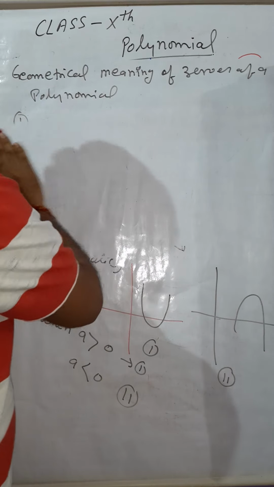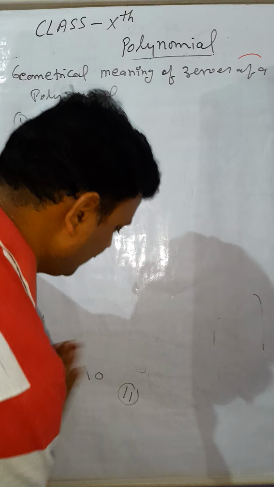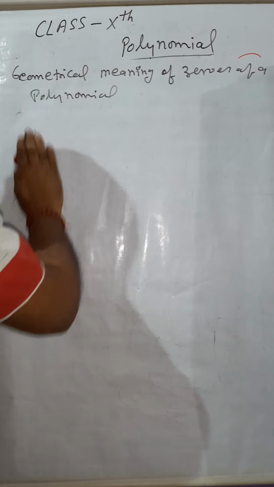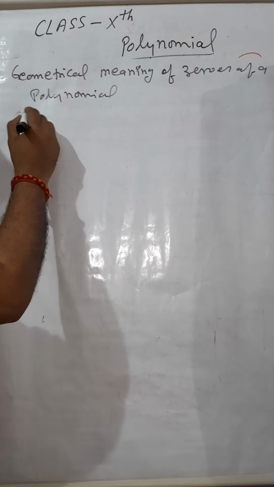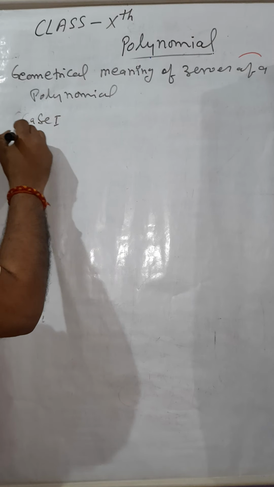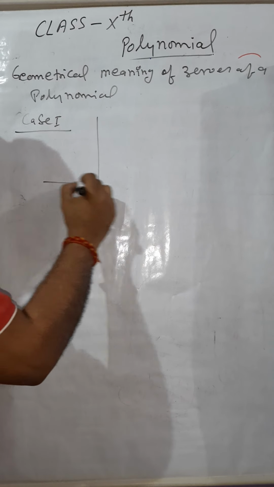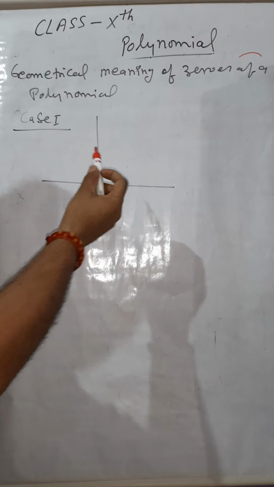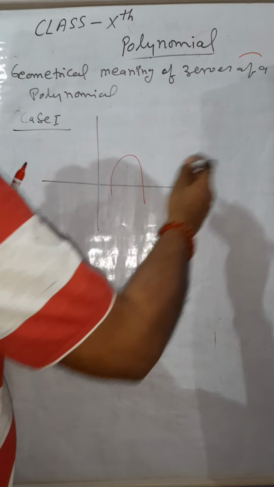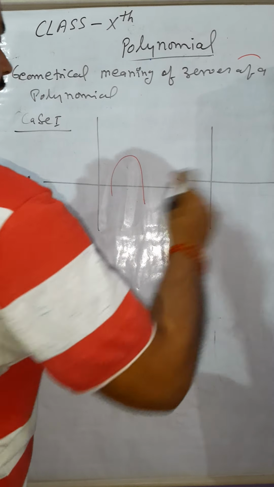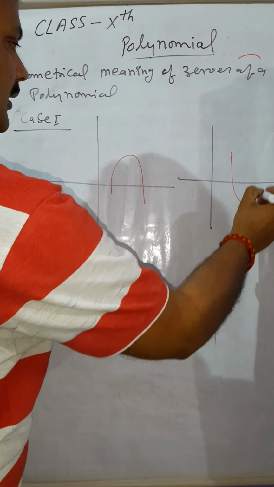Let us take a few more questions. Case 2, when graph, case 1, when this is open downward, this is open upward.